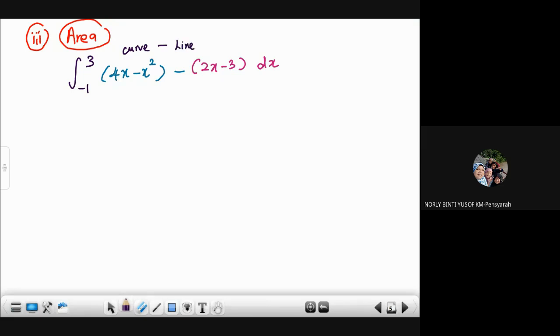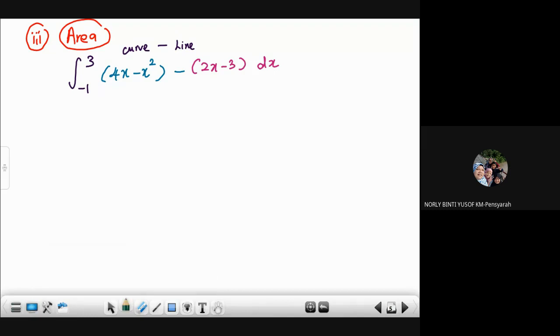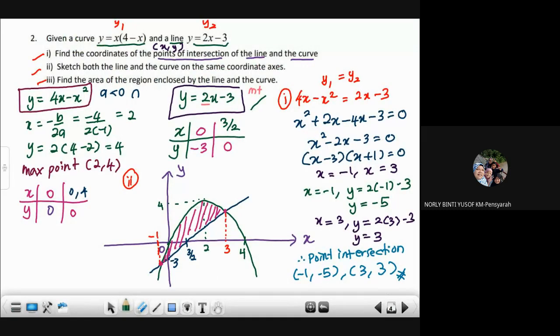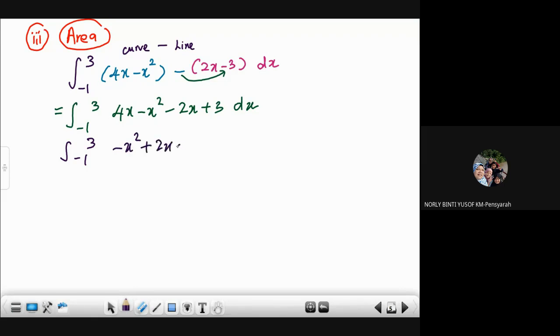So this is curve minus line, because the curve is above. Then simplify. Make sure it is curve minus line. Do not do line minus curve, or your integration will be wrong. So you have to look at the graph. Okay, then from -1 to 3, simplify this one. You will get 4X minus X squared minus 2X, this one changes the sign, be careful, plus 3. And then simplify, still inside the bracket. You get negative X squared plus 2X plus 3. Only then you integrate.